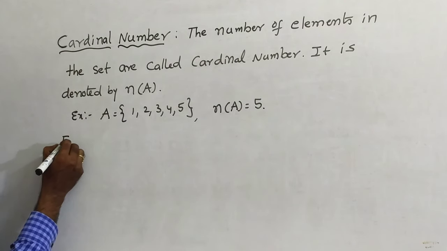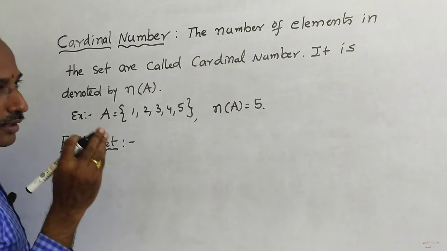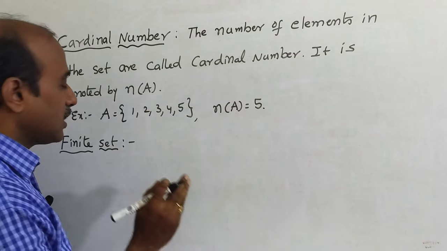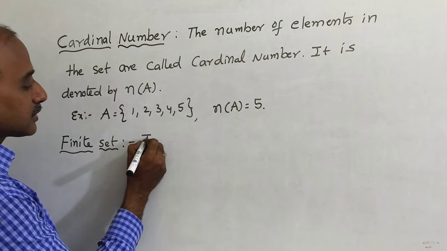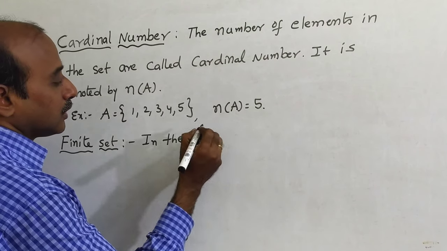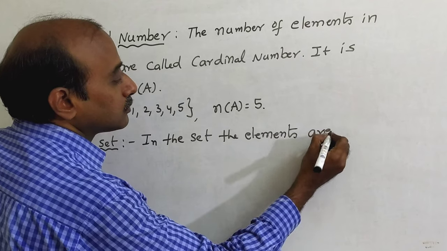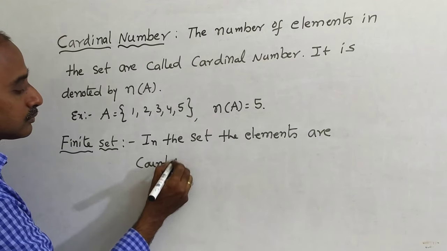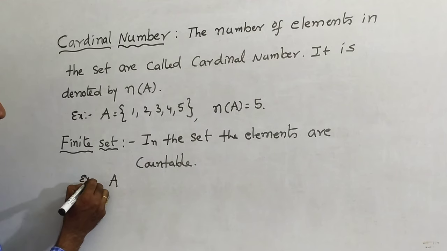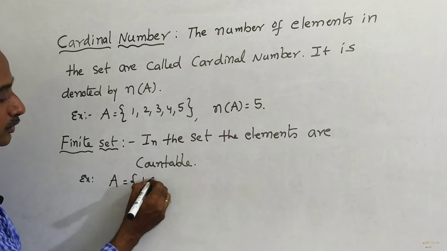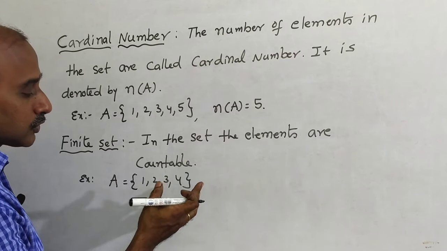Now come to the finite set. What is a finite set? Finite in mathematics means countable. If the number of elements in the set is countable, then it is called a finite set. Example: set A is equal to 1, 2, 3, 4. Here you can observe the elements are countable, 1, 2, 3, 4. So this is a finite set.